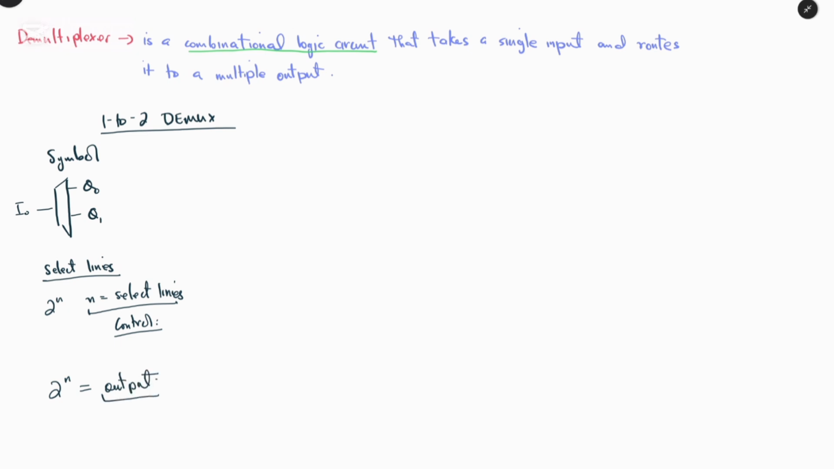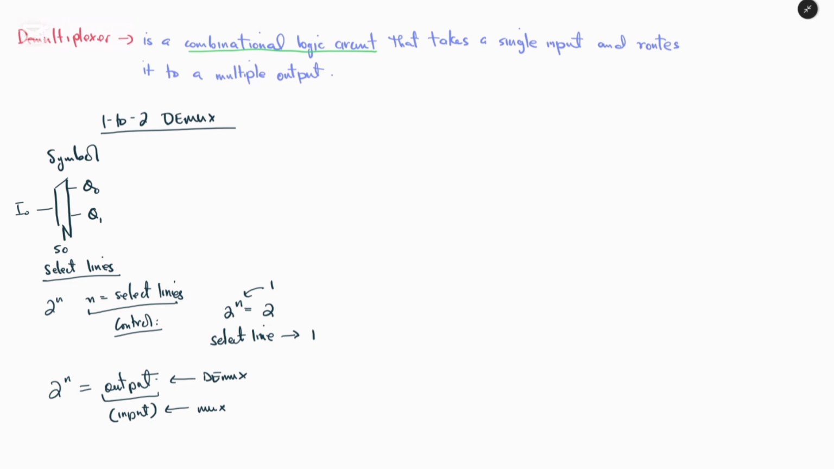Previously, we looked at 2 to the power n being equal to the inputs for the multiplexer. Now for the DEMUX, 2 to the power n will be equal to the outputs. In this case, if 2 to the power n is equal to 2 outputs, that means n will be equal to 1. So we should have 1 select line. We can have S naught as our select line for this 1 to 2 DEMUX.